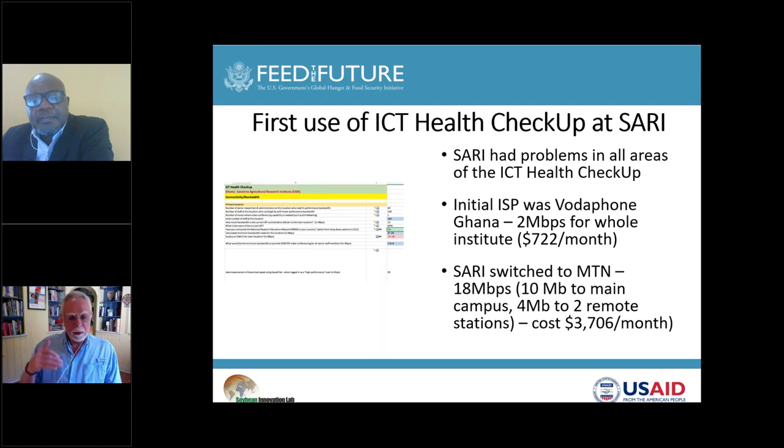About 8 months into this, SARI switched to MTN to get more connectivity, but they only upped their connectivity to the main campus at Nyankpala to 10 MB. Again, that's for 140 people. And their costs went from $722 up to $3,706 a month. Next slide, please.